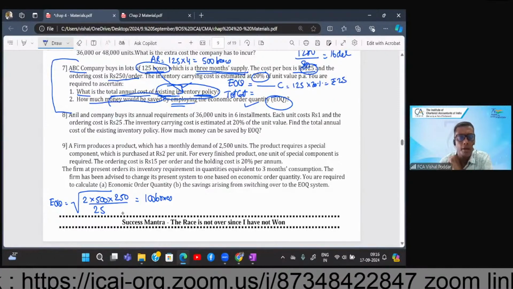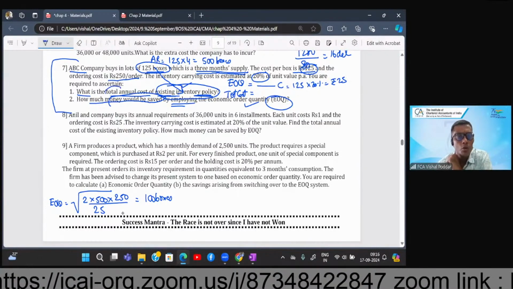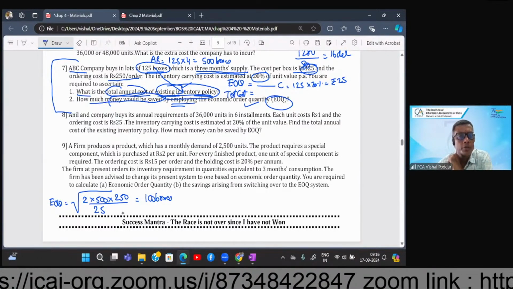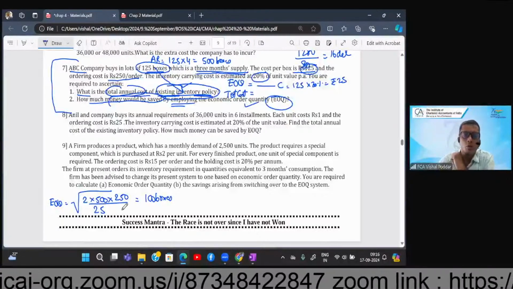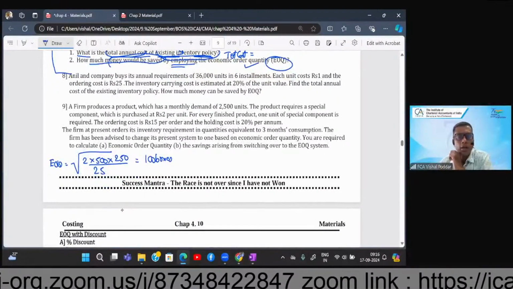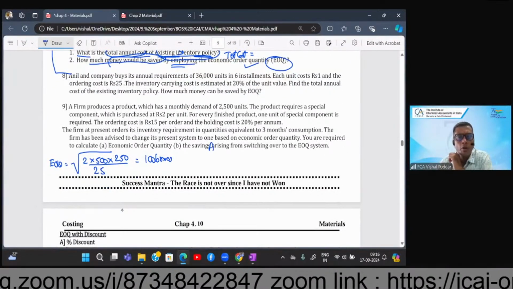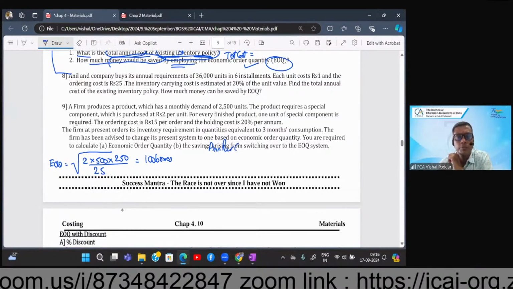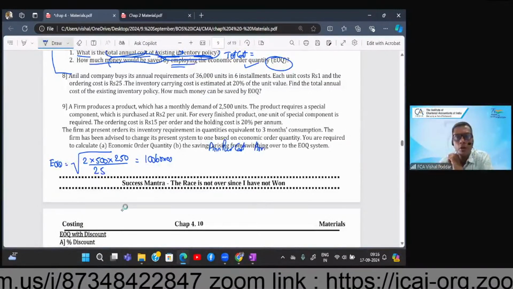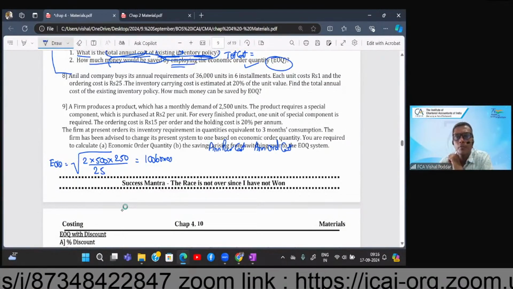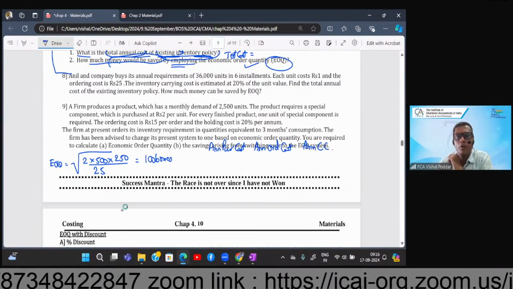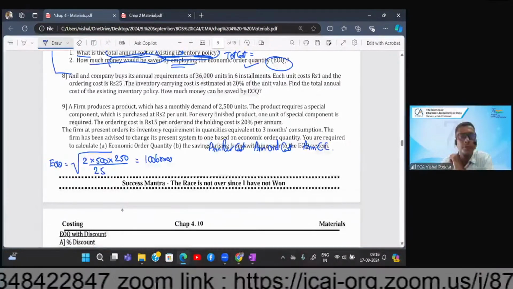Fine. Now, I have to find out total cost for existing policy and total cost also for EOQ. Now, if you remember that trial and error, total cost is made up of your annual purchase cost, annual ordering cost, and annual carrying cost. I need to find out this for the existing policy.